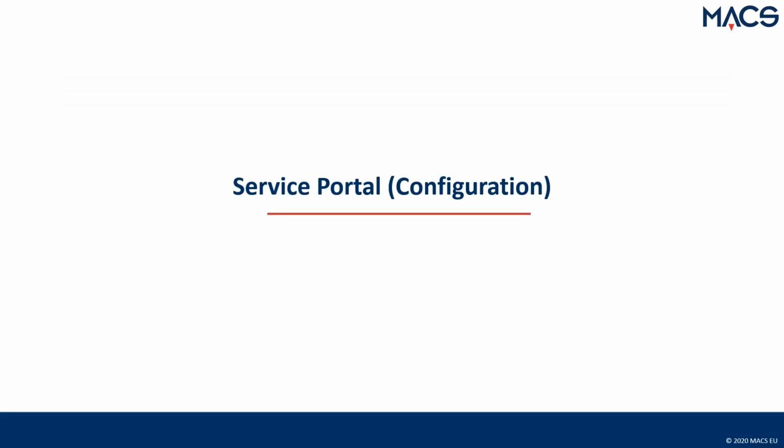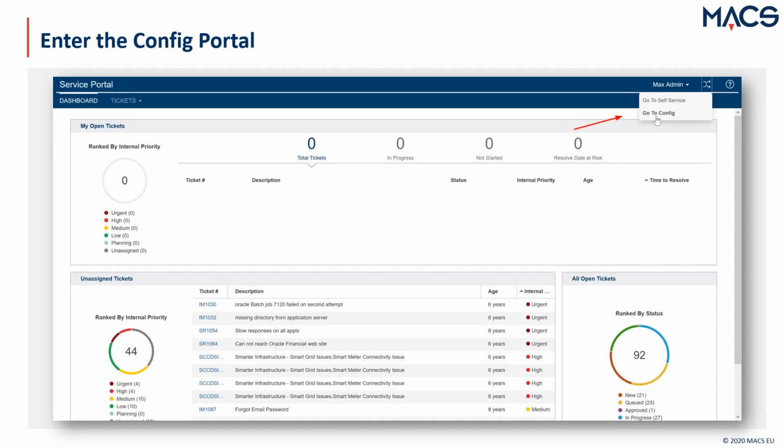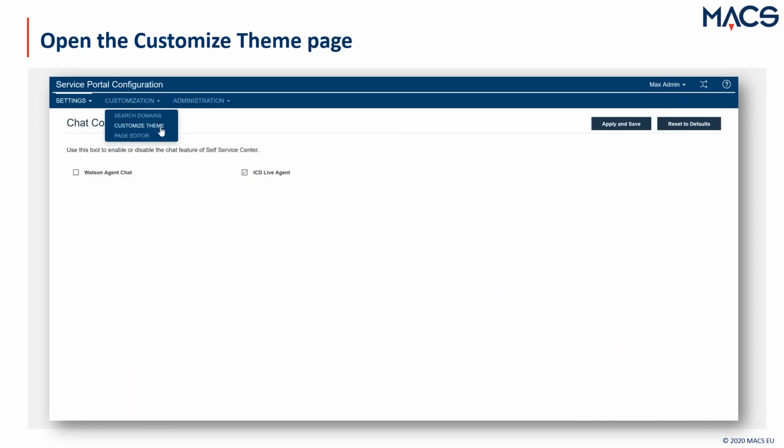And then also, beside the self-service portal and the agent portal, there's also what we call a configuration portal. And the configuration portal is opened the exact same way. So we click again on this arrow icon, and we say go to config. And then it will bring us to this screen, which has some functionalities in it. For example, the customized theme functionality. I will show this one in more detail.